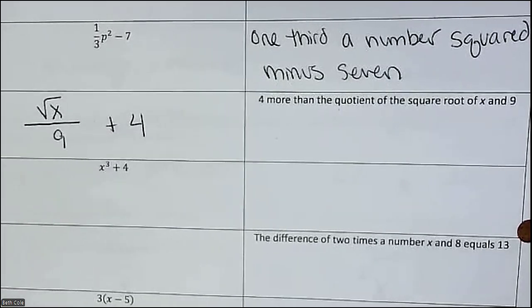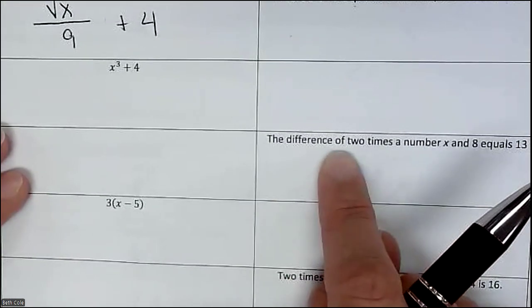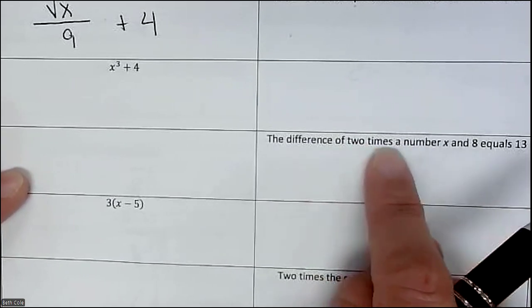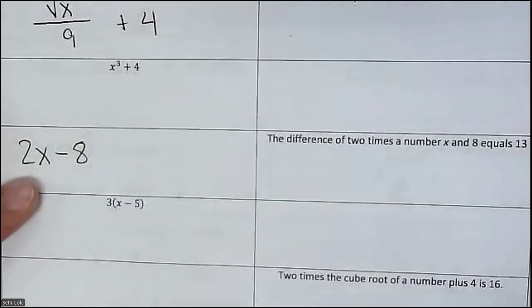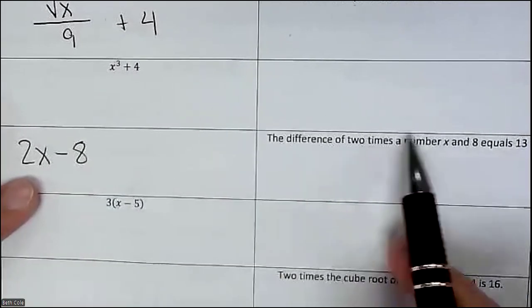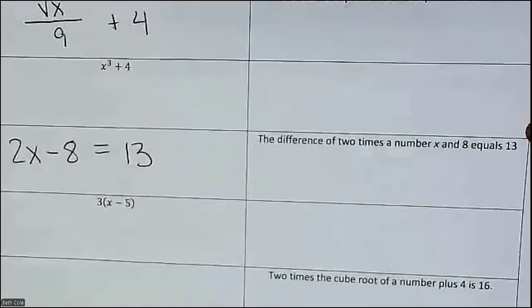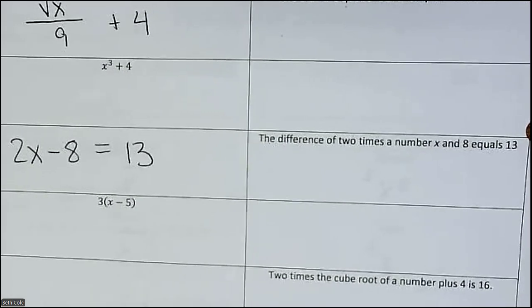Let's do one more. Let's do the one that says difference. The difference, which means subtract, 2 times a number and 8. How would we write that? 2x minus 8. Very good, because it's difference. That means subtract. 2 times a number minus 8 equals 13. The common thing there is people then go ahead and try to solve that. Do you have to solve that? No, that's literally all that you have to do.